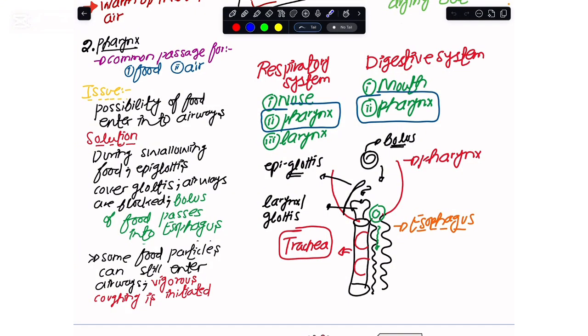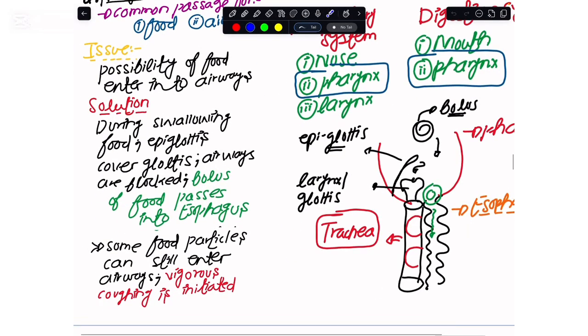So if I were to say this, the issue with the pharynx is that there is a possibility of food passing into the airways. And the solution is that when you are swallowing food, the epiglottis covers the glottis or the larynx, and in that way the airways are blocked up. And when the airways are blocked, the food goes directly into the esophagus. But in some cases some food particles still get an entry into the airways, but at that point my body produces vigorous coughing, and when that vigorous coughing is initiated, any food particle that got an entry here is removed.